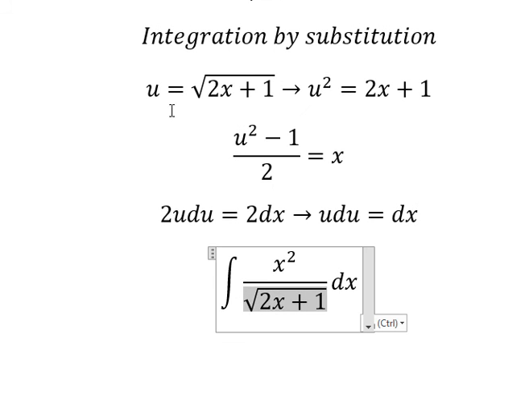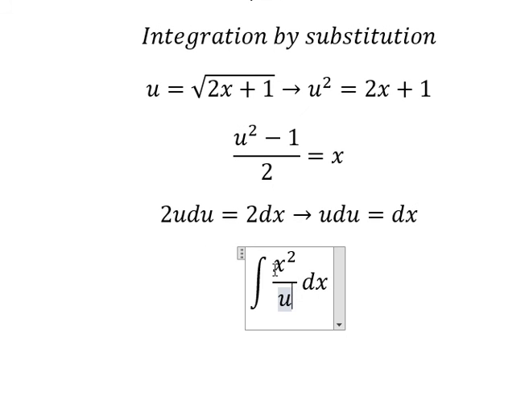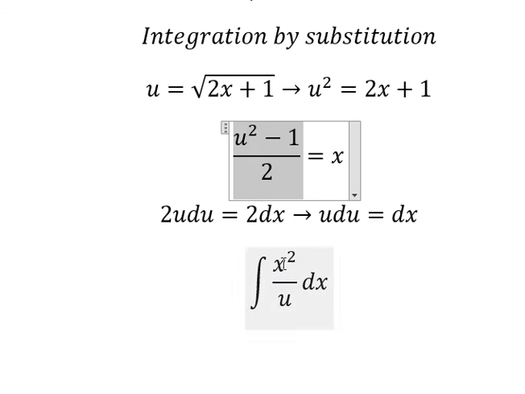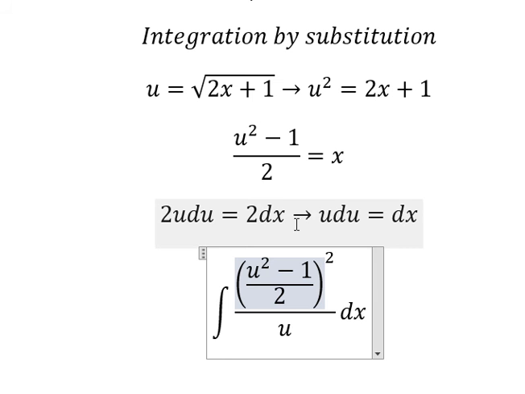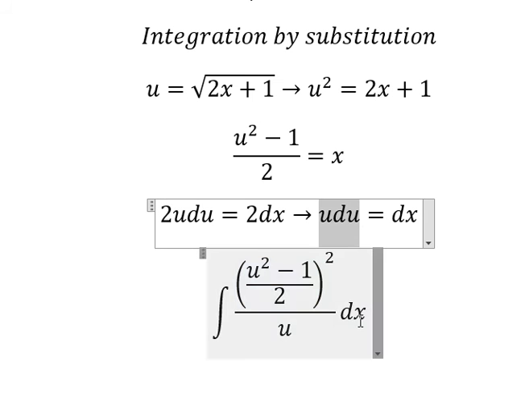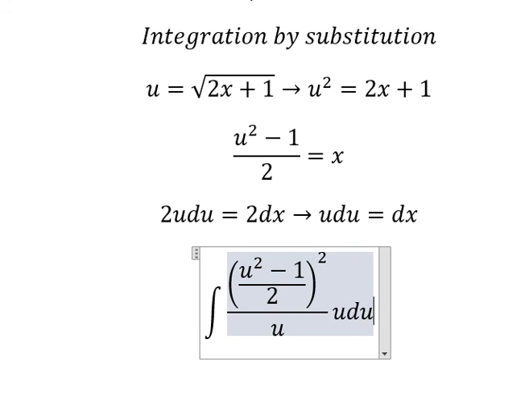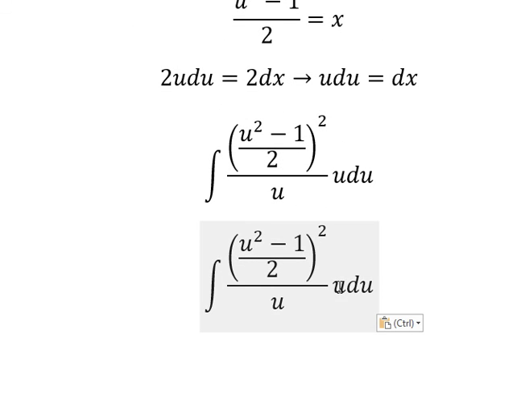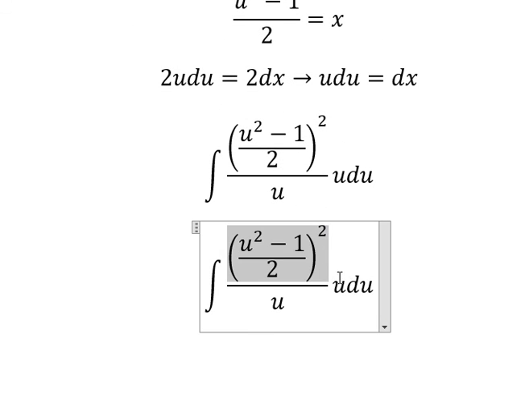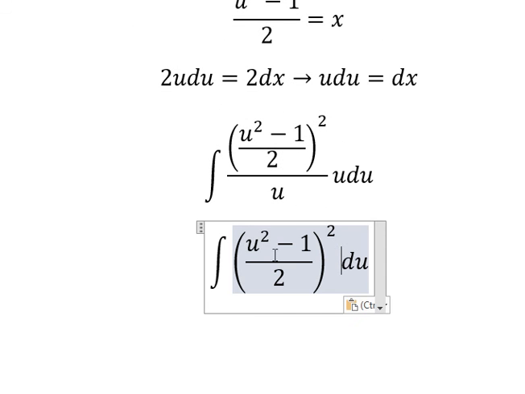The square root we change to u. X we change to this one. The dx we change to u du. Now we need to simplify u and u. And now we just have this one left.